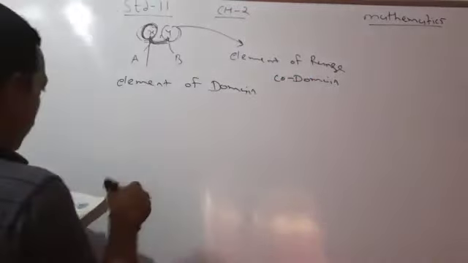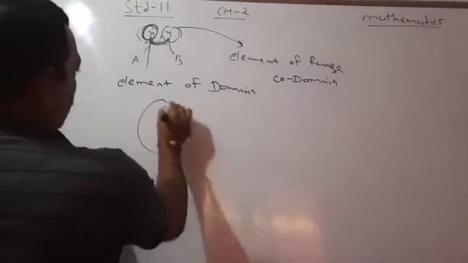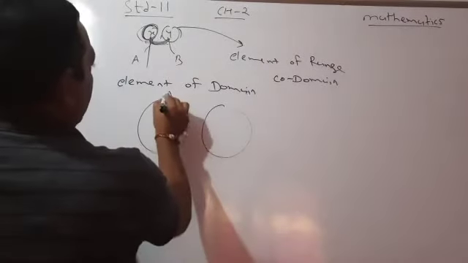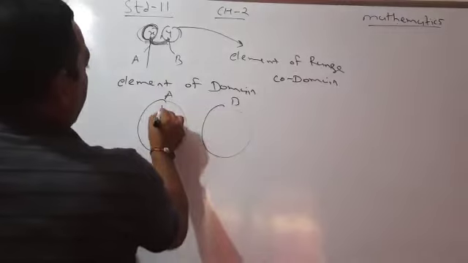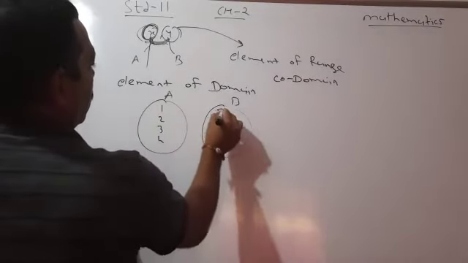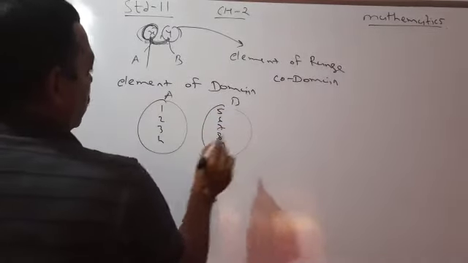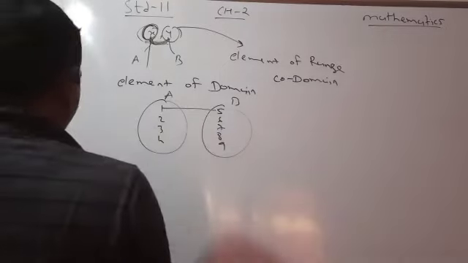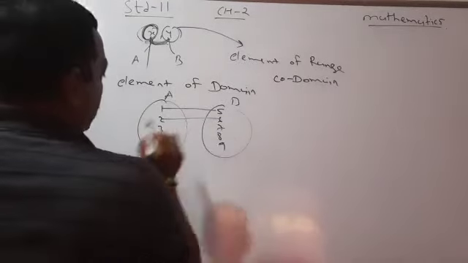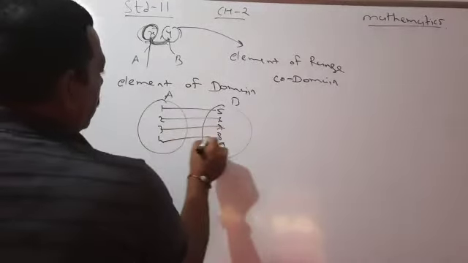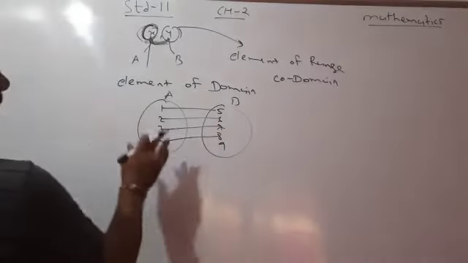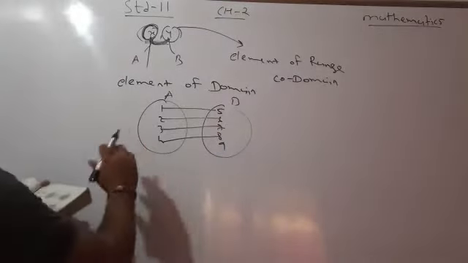Okay, now I will write one example. Just observe this. Here set A, set B. A contains 1, 2, 3, 4, B contains 5, 6, 7, 8, 9. For example, 1 is connected with 5, 2 with 6, 3 with 7, 4 with 8. Then if anybody asks, write the domain of this relation.